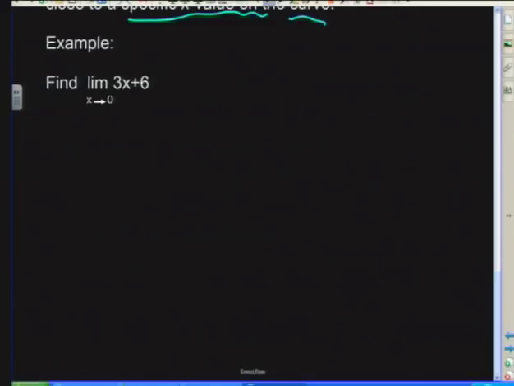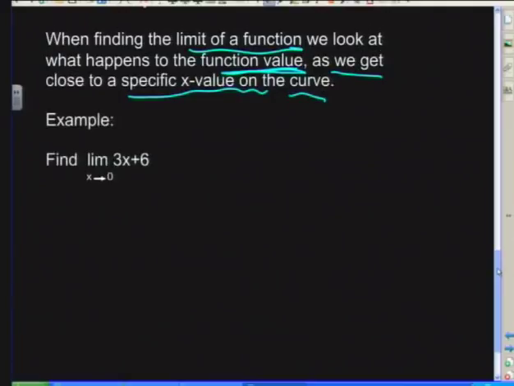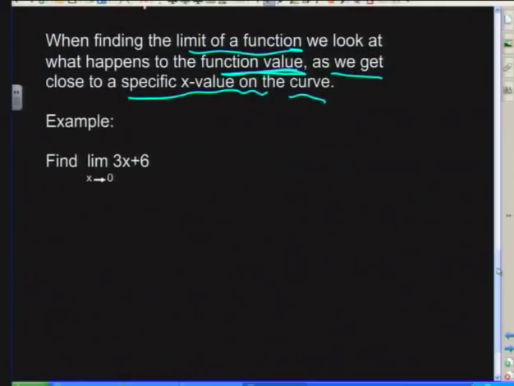So I'm going to go straight into the first example. I'm just going to explain to you some of the notation. The question says find the limit as x approaches 0. We read that arrow as approaches. Okay, so as x gets closer, in this case, to 0. Okay, so find the limit as x approaches 0 of the function 3x plus 6. So first, let me just draw a graph and show you what's happening.